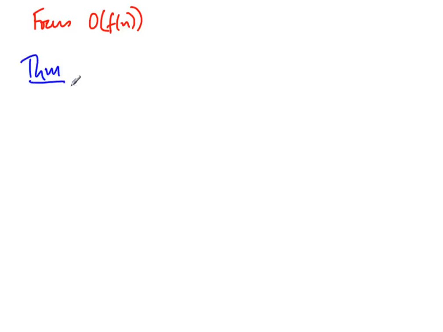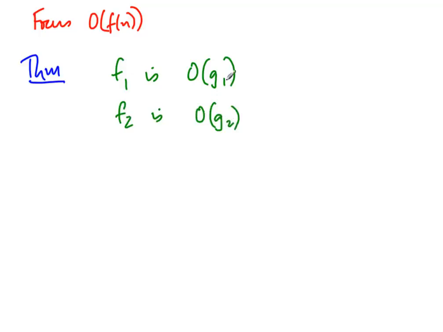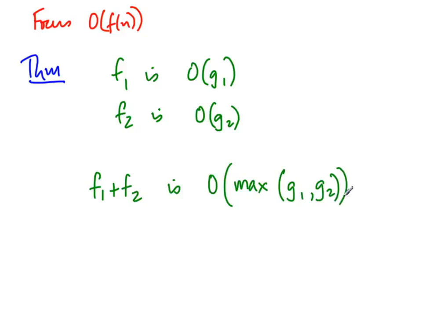And there is an interesting observation that we need. So let's call it a theorem. Suppose we have that f1 is big O of g1, okay, and f2 is big O of g2. Right? So I have two functions, f1 and f2. f1 is big O of g1, f2 is big O of g2. Then the claim is that f1 plus f2 is going to be big O of the max of g1 and g2. Okay?